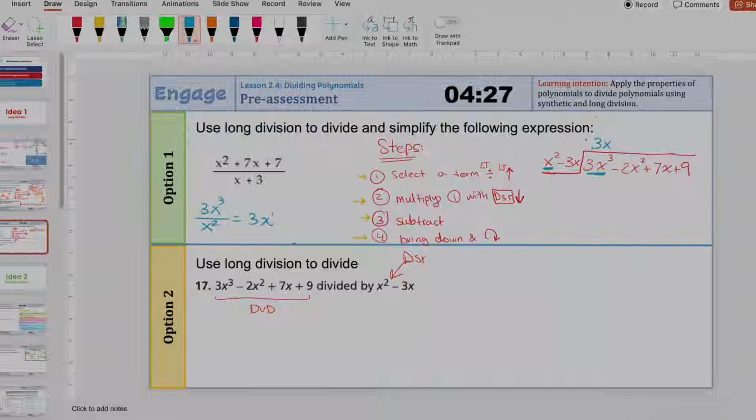Second step is we multiply our answer by the whole divisor. So 3x times x is 3x to the power of 3. 3x times 3x is 9x squared, but negative. So negative 9x squared. Okay?